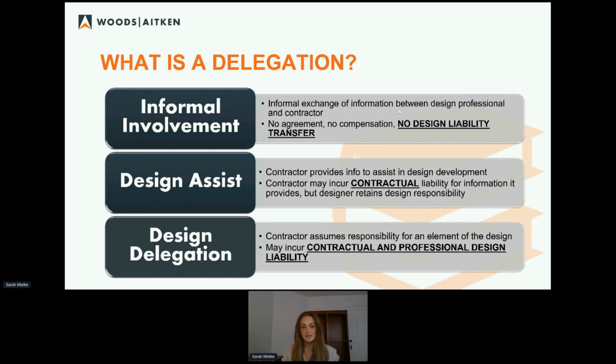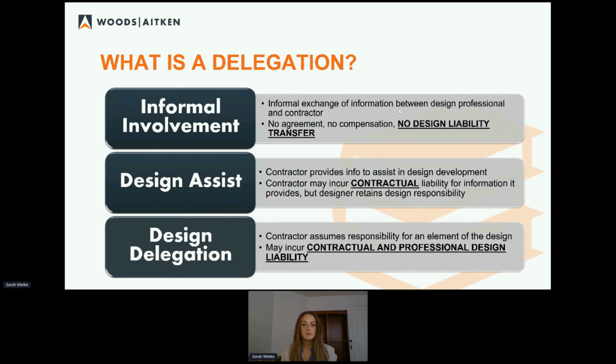Then we move to design assist. So I mentioned that there's no formal definition of design delegation. Design assist has this problem, but tenfold. I mean, nobody can agree, even within the same trade, the same industry, there are heavy disagreements about what design assist is. In general, though, again, there are some agreed upon elements. Namely, the contractor provides information to assist in design development. So informal involvement maybe clears up some questions about constructability, things like that. Design assist is actually helping with the design development.